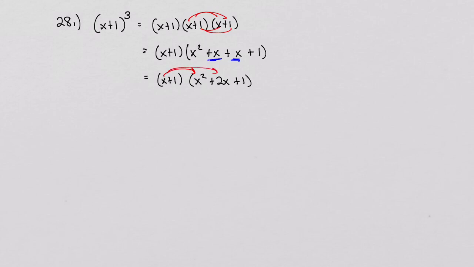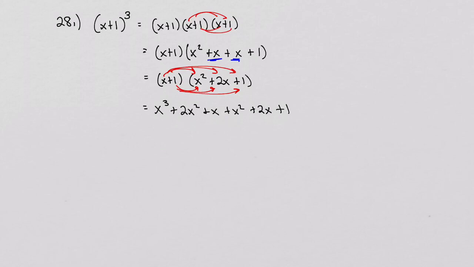We've got to take the x and distribute it into all three terms. Take the 1 and distribute it into all three terms. And what we end up with is x cubed plus 2x squared plus x. And that's from the x getting distributed in 3 times. Then we're going to get plus x squared plus 2x plus 1, and that's coming from the 1 being distributed in. It's all three terms of the second set.